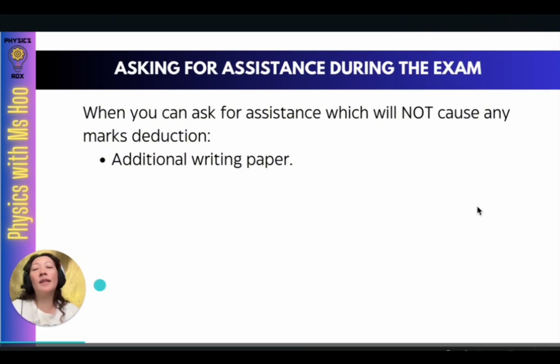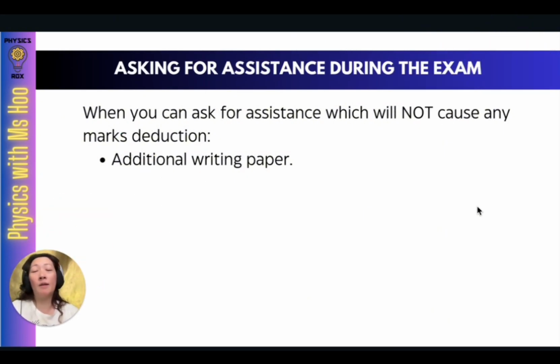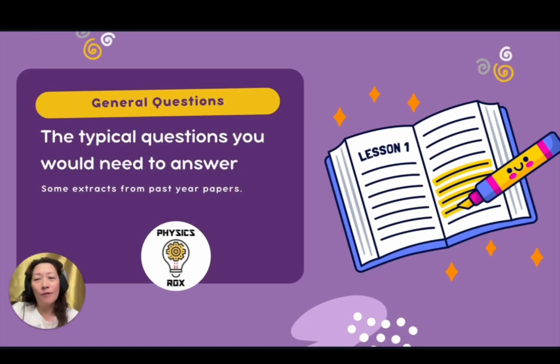Now, what kind of assistance can you ask for which will not cause any mark deduction? As long as, of course, you're not asking for any help with the question paper itself. For example, if you're asking for additional writing paper, this might be needed, for example, if you run out of space on your exam paper. That's fine.